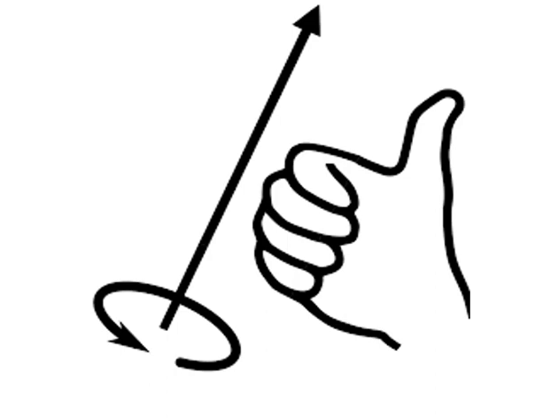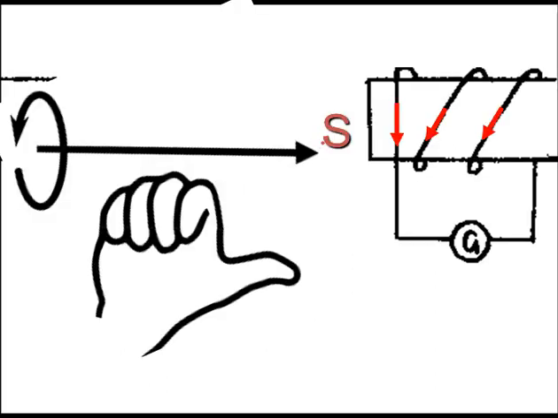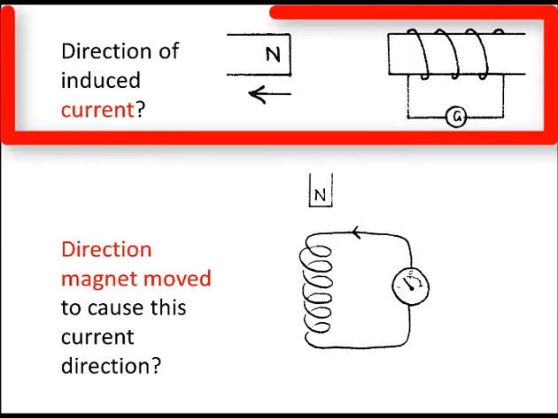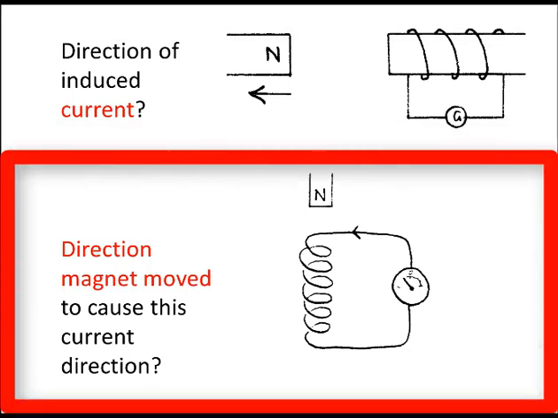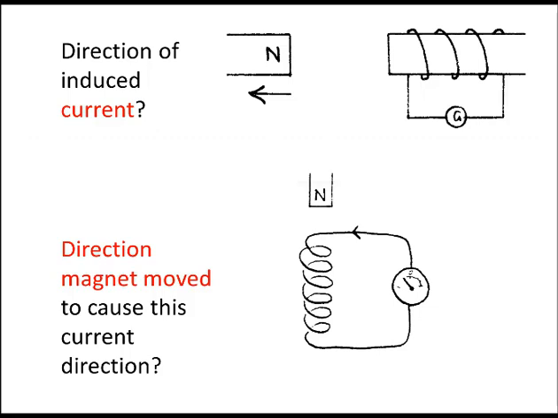Remembering the right-hand solenoid rule, the current direction that would be needed to set up a south pole where shown would have to be in the direction shown in the diagram. Convince yourself of this. In the top diagram, what would the direction of the induced current be? In the bottom diagram, which direction would the magnet have to be moved to cause the current direction shown to be induced? Pause until you have answered this yourself.